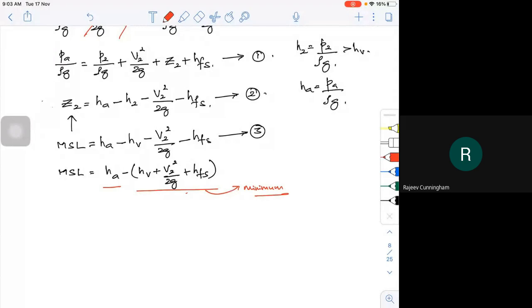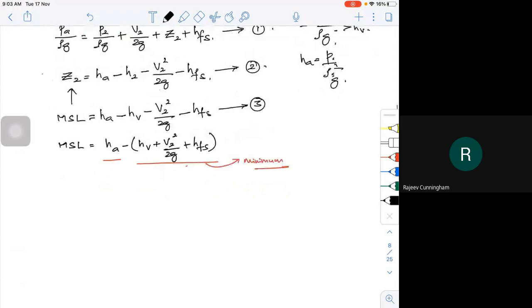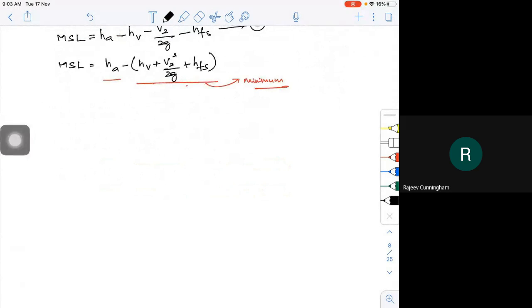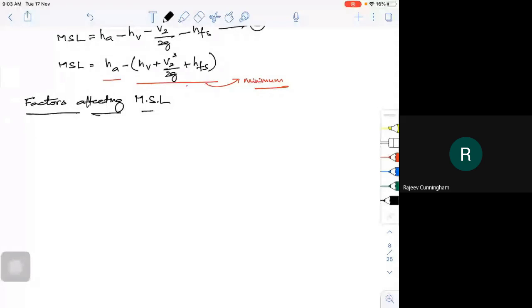Now there are certain things which need to be taken care of, that is, the factors that affect the maximum suction lift. Let's look into those factors affecting maximum suction lift. Say, for example, you have your HA, the atmospheric head I mentioned. Now suppose I install this pump at a different altitude.